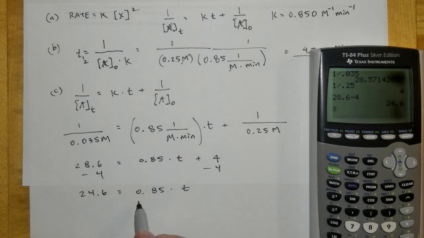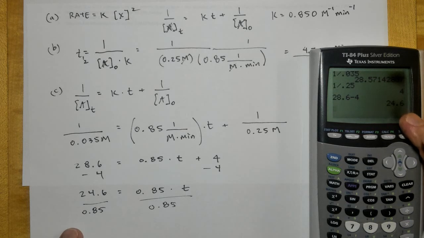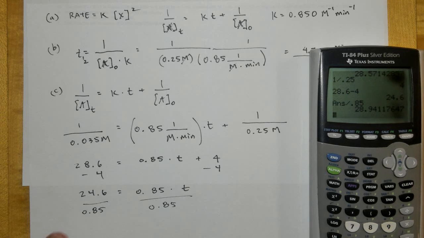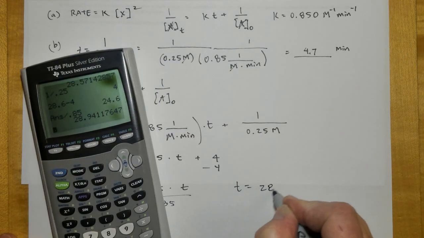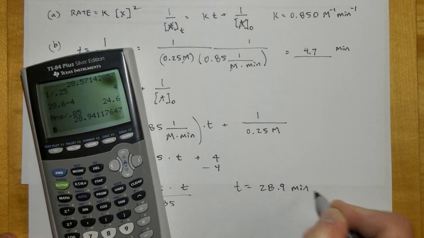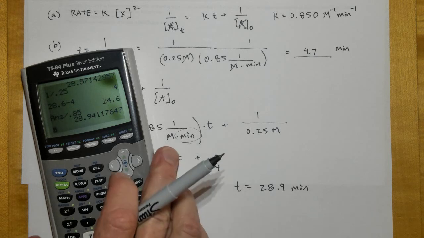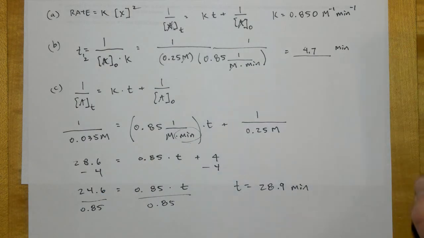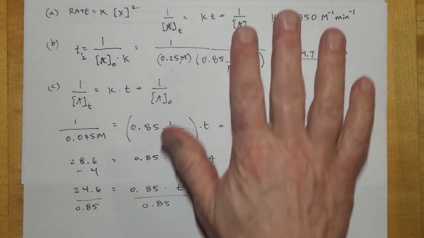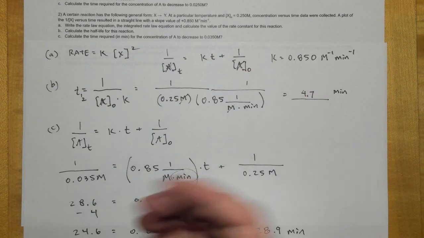So then we'll divide both sides by 0.85. And so then we'll take 24.6 divided by 0.85, and we end up with our time equaling 28.9 minutes would be our units on that, because that's what the units are for the rate constant. All right, that's the second example. We'll have one more example of a 0th order in a bit.